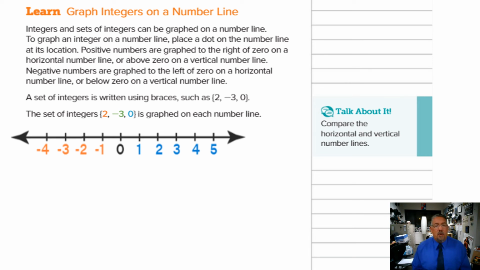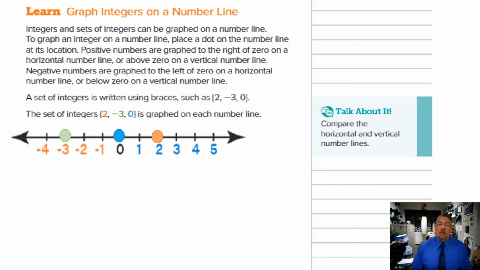So when I look at the 2, notice there's not a positive or a negative sign, so I know that it's an understood positive. So I'm going to put a circle or a dot on the positive 2. My next one is a negative 3. So I'm going to go to the 0, and now I'm going to work backwards, and I'm going to go 3 steps. That's where I'm going to put my dot for negative 3. 0 is right there in the middle, right? So I'm just going to put a dot at the 0.